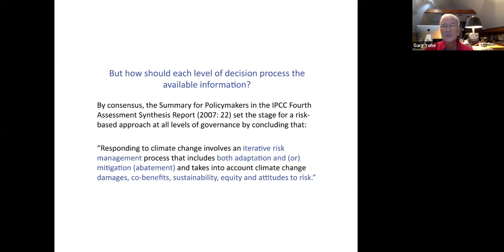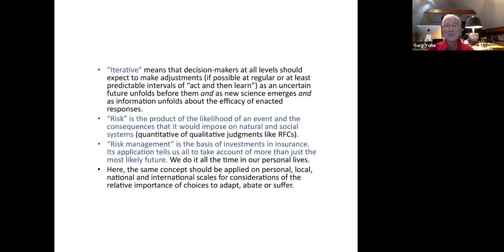Cynthia was very involved in the development of this concept in the New York Panel on Climate Change. But notice that it says it involves both adaptation and mitigation. Okay, well, that's good. And then it has all these other things to worry about. Co-benefits, sustainability, equity, attitudes towards stress. You can qualitatively indicate those in terms of a risk management problem, even if you can't quantitatively describe them. So iterative means we're not clairvoyant.